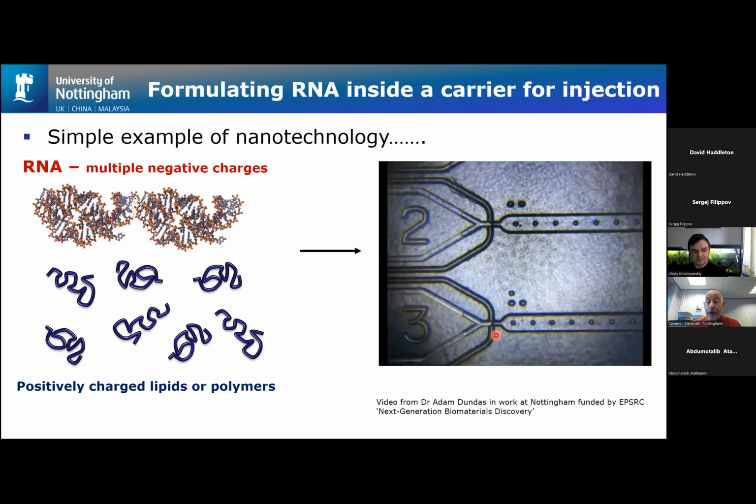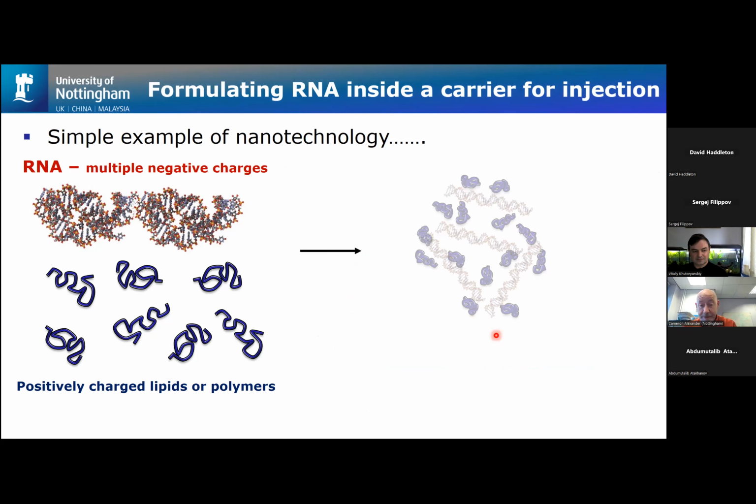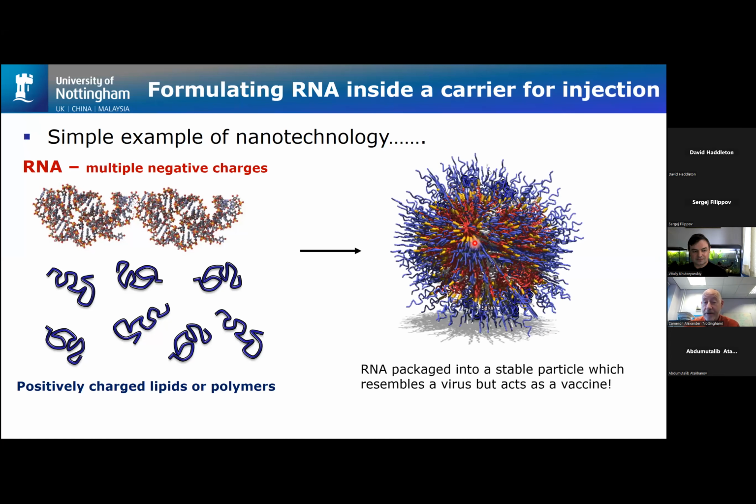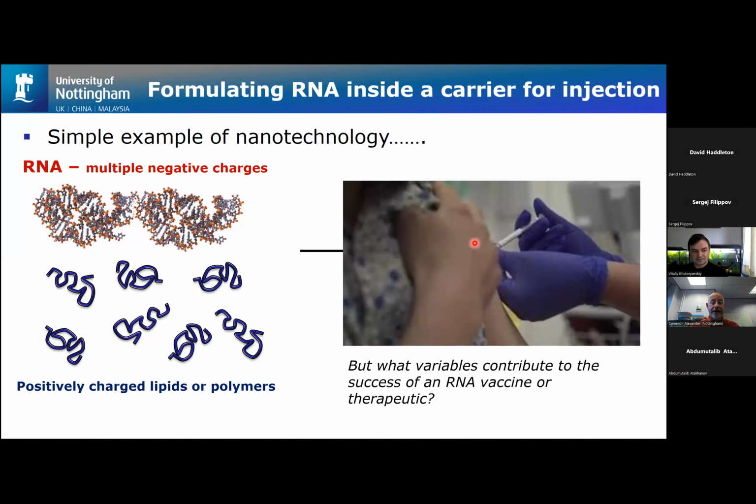So the process itself, as I say, looks very simple. Here's the positively charged systems mixing with the negatively charged systems. And over time, eventually these build into a kinetically trapped particle, which actually looks a bit like a virus in terms of size and structure, but actually it's acting as a vaccine or a therapeutic. But what variables contribute to the success of these vaccines or therapeutics? This is what we've been looking at, particularly over the last 3 years.